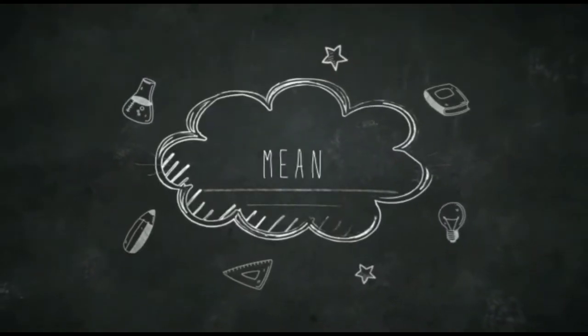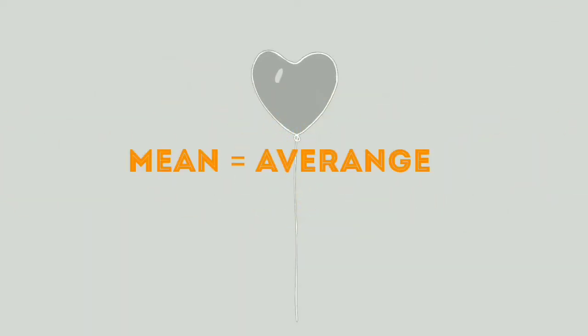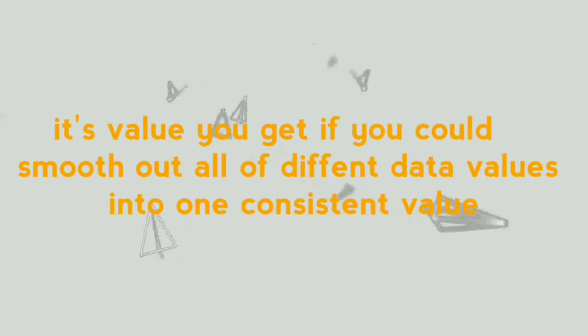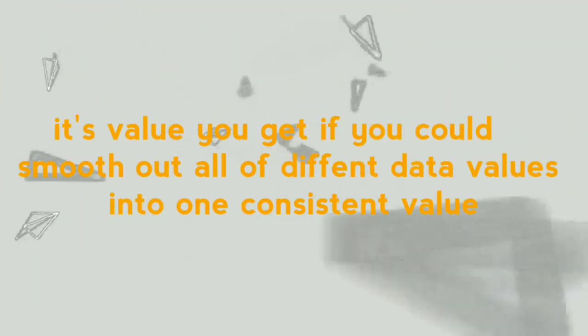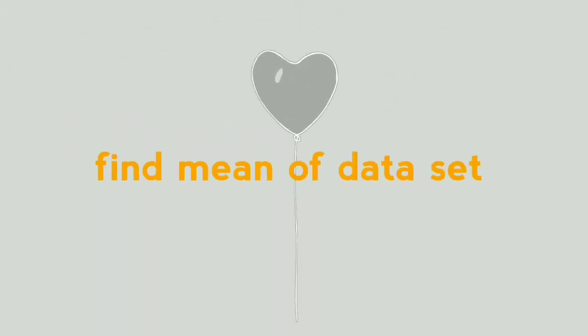The first dataset property is the mean. The mean is the same as the average. This is an extremely useful property. The concept of the mean is the value you get if you could smooth out all of the different data values into one consistent value. So, that's the method you use to find the mean of a dataset.